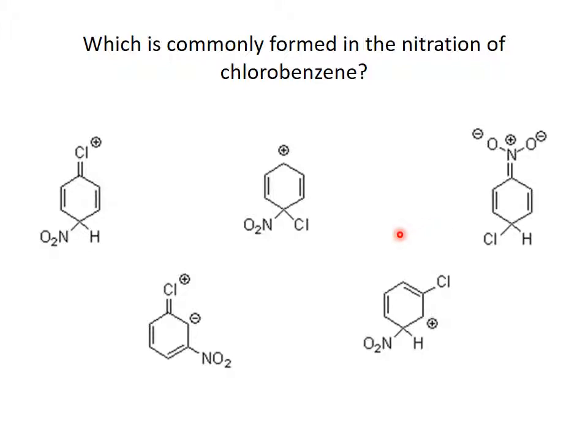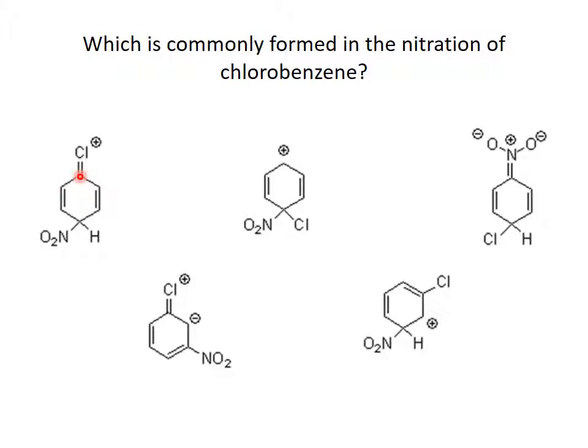So what we have to do is find an intermediate in which there's a nitro group on a carbon with a hydrogen. Here, the nitro is with a chlorine. That won't work. Here, there's nothing there but the nitro group. Here, there's nothing there but the nitro group. The only intermediates that have a hydrogen with the nitro group are these two.